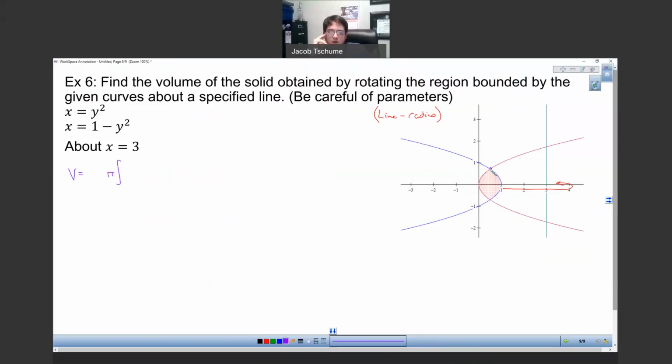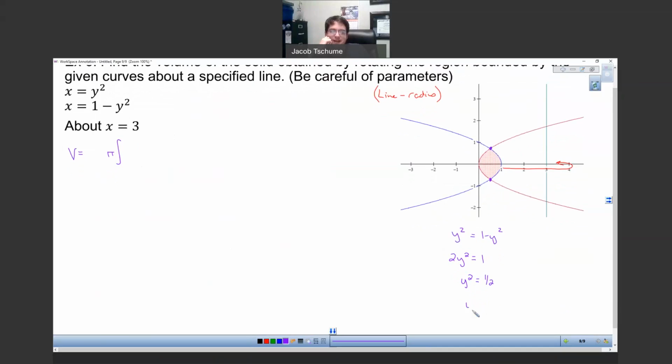These 2 points right here will exist when the two graphs equal each other. So what I'm going to do is I'm going to take both functions from the beginning, the y squared and the 1 minus y squared, and I'm going to set them equal to each other. Because if I move the y squared over to the left, I would have 2y squared equals 1. Dividing both sides by 2 gives me y squared equals 1/2. And if I take the square root of both sides, I would get that y equals plus or minus 1 over root 2.